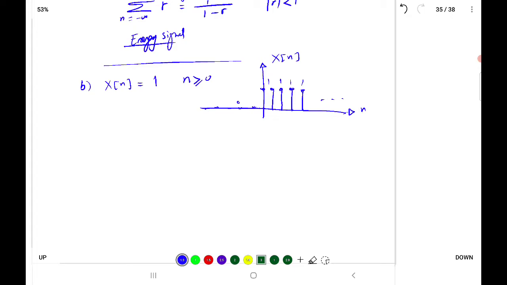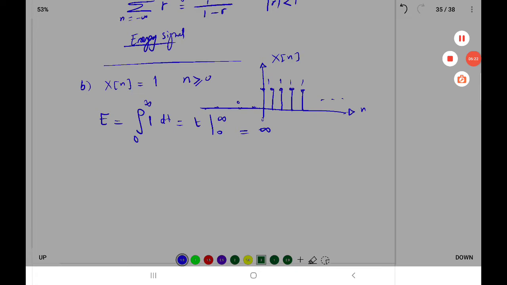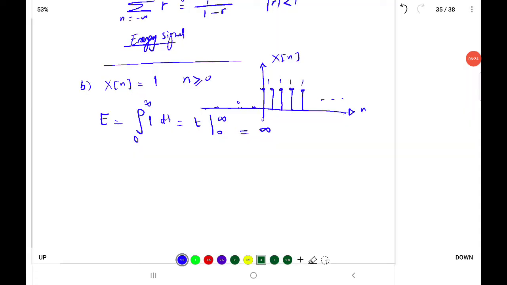So what we'll do, if you try the energy, will be the integration from minus infinity to infinity of the square. But because you start from 0, you can write from 0, and the value 1, integrating 1 dt will be t, from 0 to infinity will be infinity. So it's not energy. So let's try, maybe it's power.